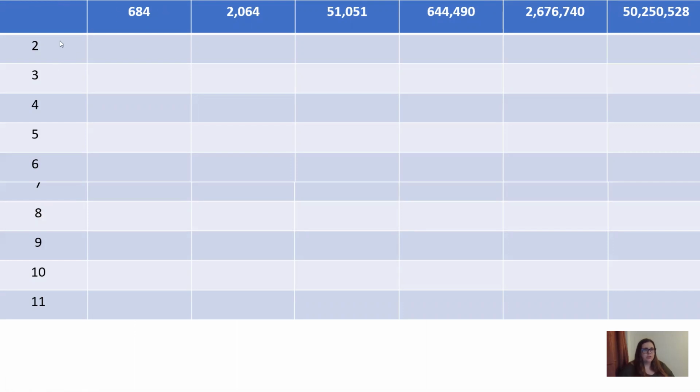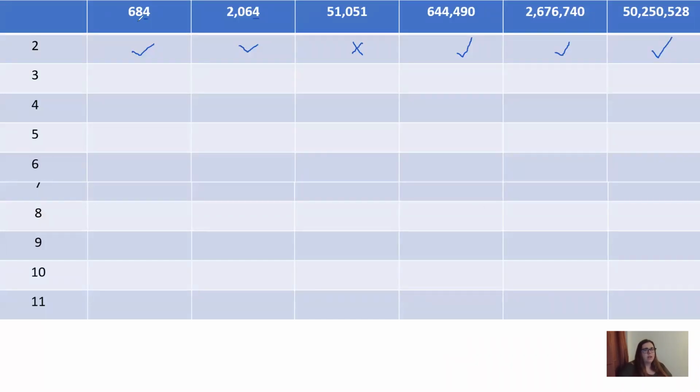So, let's start with 2. A number is divisible by 2 if the last digit is divisible by 2. Basically, you can just tell by whether it is odd or even. So 4 is even, 4 is even, 1 is not, 0 is an even number again, and 8 is even.